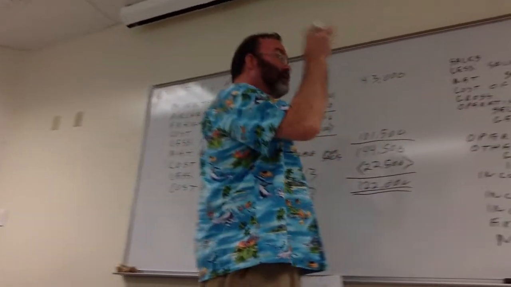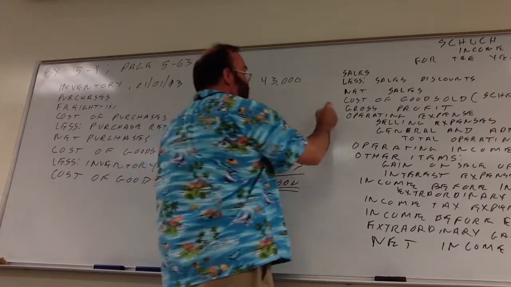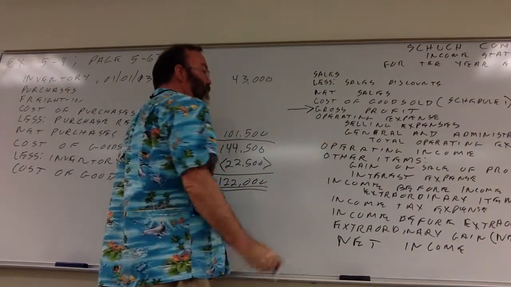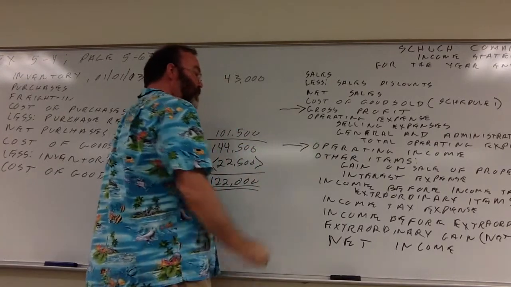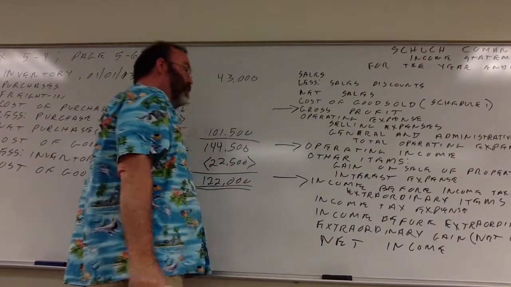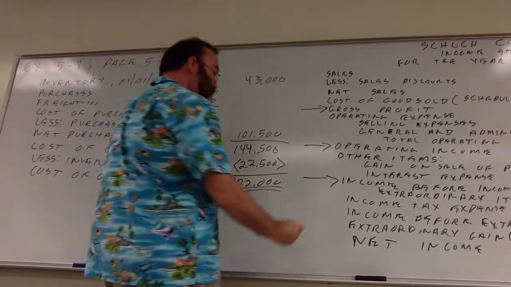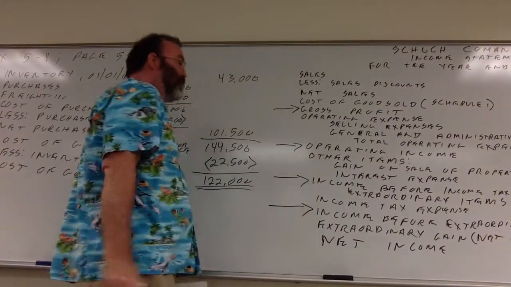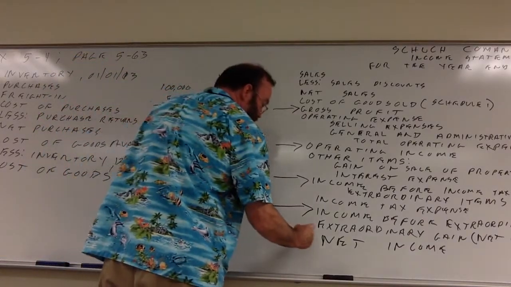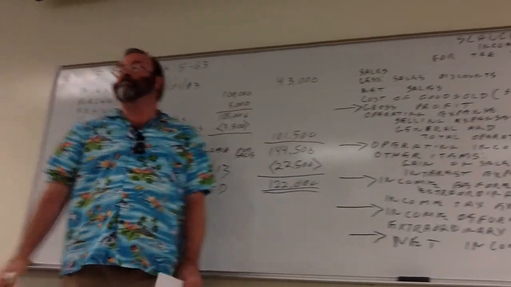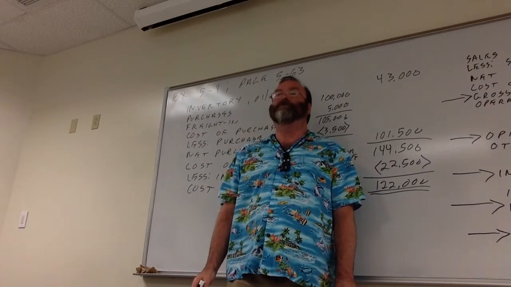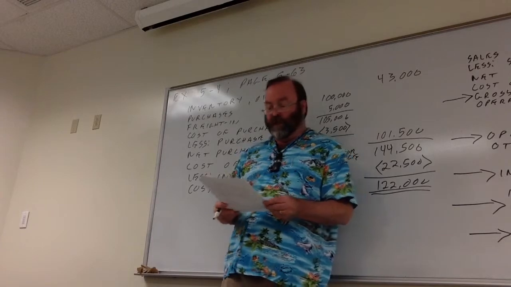So our subtotals, what makes this the multi-step income statement, is the gross profit, the operating income, the income before income taxes and extraordinary items, the income before extraordinary items, and then net income. Okay? Questions on this one? Let's do one that's a little bit more complex now.